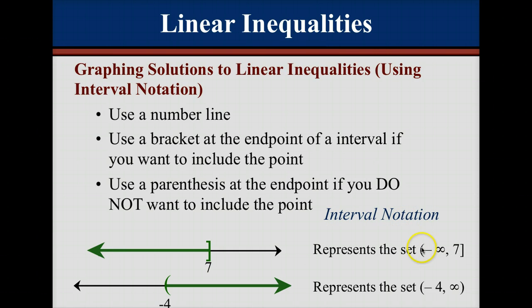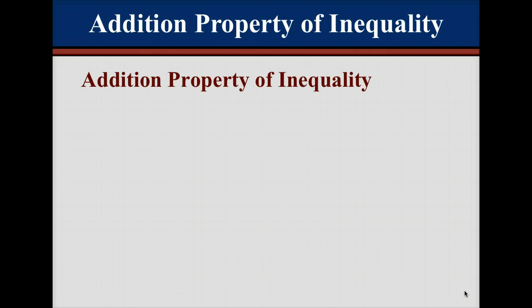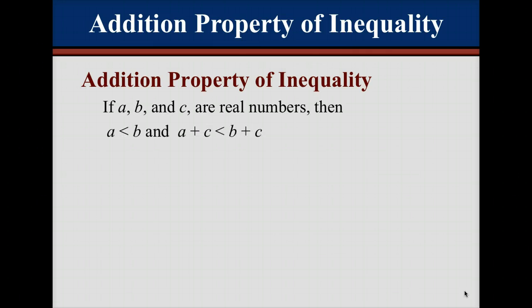One thing to notice, we always use a parenthesis with the infinity symbol because we can never include infinity because it goes on forever. So whenever you're listing infinity, notice it's always a parenthesis. You will find this information on the chart on page 78 in your text.